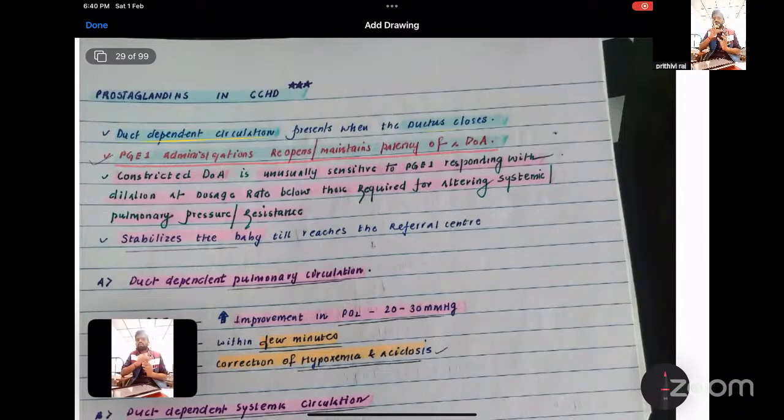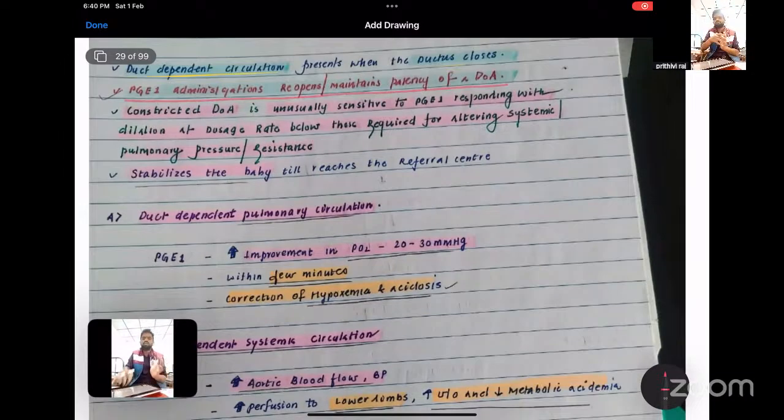But the point is, giving PGE1 is not only going to open up the ductus arteriosus, it will also cause vasodilation in many other parts. That's one of the side effects. But the concentration of prostaglandin E1 that is required to keep this ductus arteriosus open is so minimal that the systemic side effect is always diluted. So most of the time, the systemic side effect is not seen because of the minimum dose required for keeping the ductus arteriosus open.